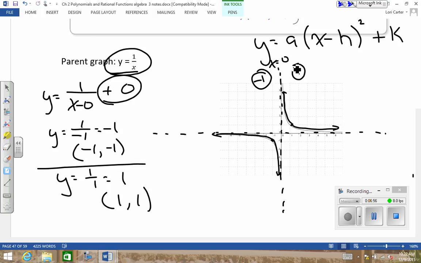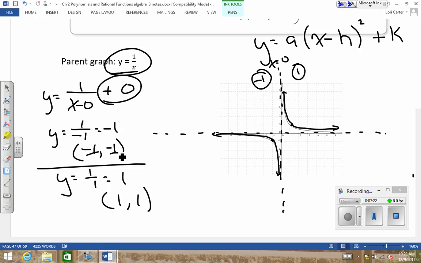Good? So now I take a -1, I plug it into my original. So that's 1 over -1. Good? Equals -1. I plugged in -1 for x, so that's where that came from. I got -1 for y. -1, -1, plot your point, approach asymptotes. That help? So will it be like that every time?